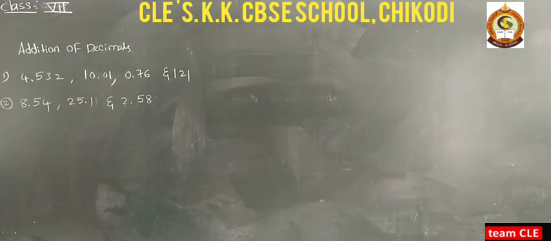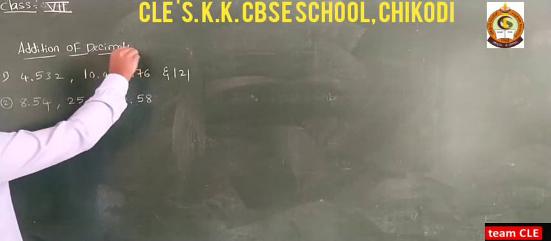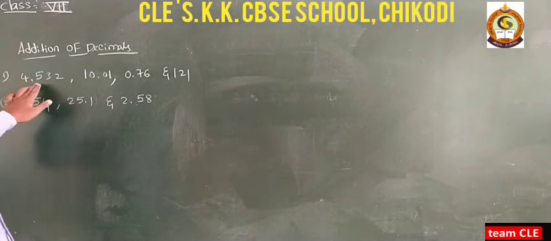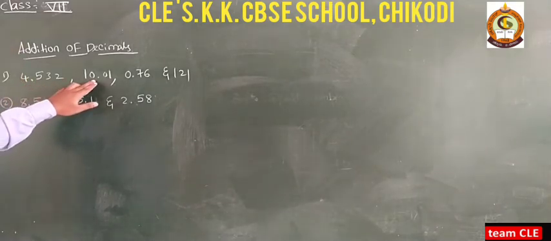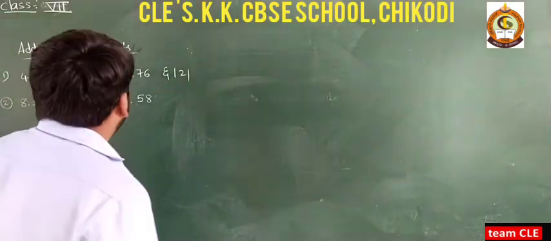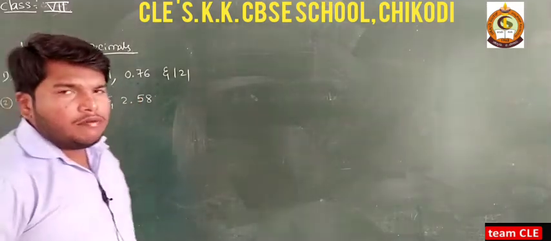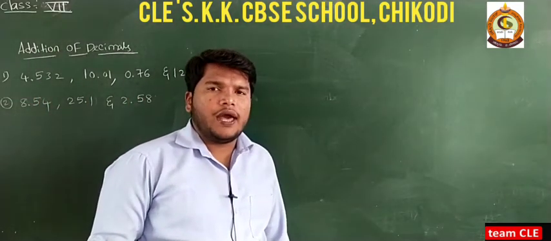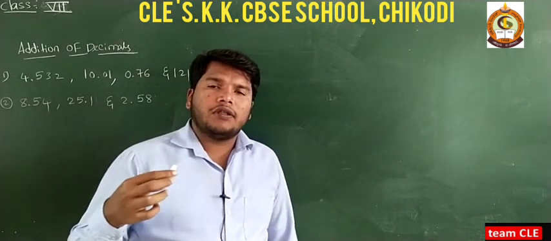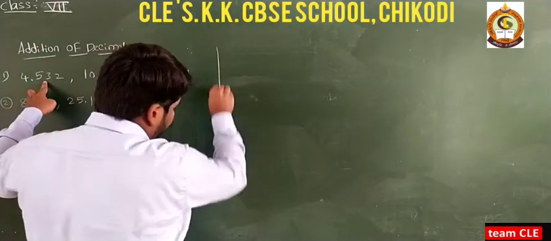Hello dear students, now welcome to the new concept, addition of decimals. What is addition of decimals? The question given is 4.532, 10.01, 0.76 and 121. These are some like decimals and unlike decimals. Whenever you are adding or subtracting, first you have to arrange them in a column and convert them into like decimals.